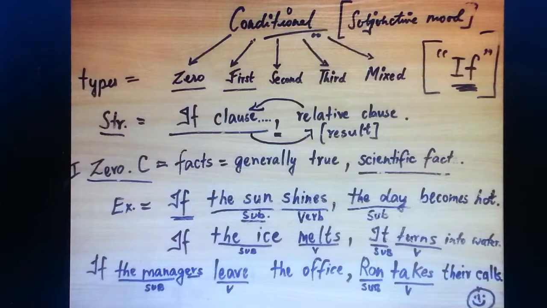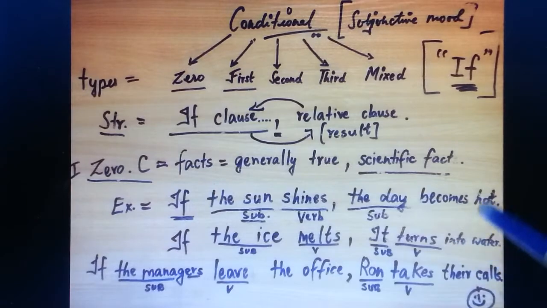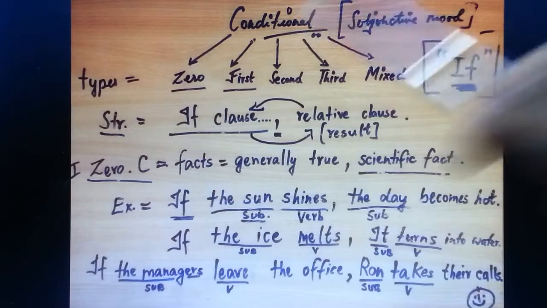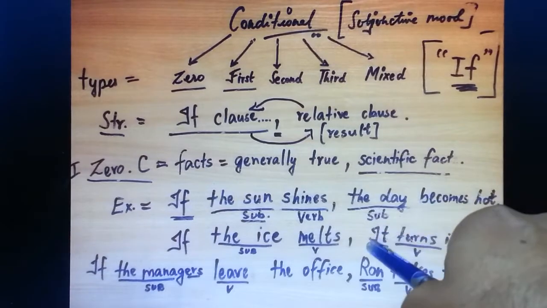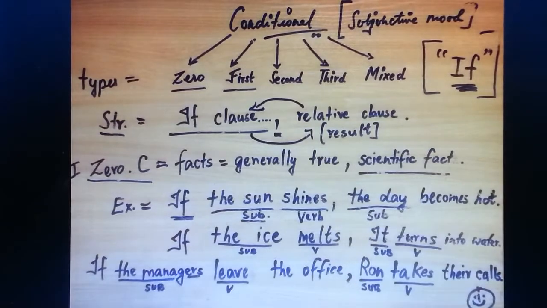So let's try. The ice turns into water if it melts. So once again, if the ice melts, it turns into water. The ice turns into water if it melts. Now tell me please, are both the sentences correct? Yes, both of them are correct. Do they have the same meaning? Yes, absolutely right. They have the same meaning. Not a single change in the meaning. No difference at all. Good.